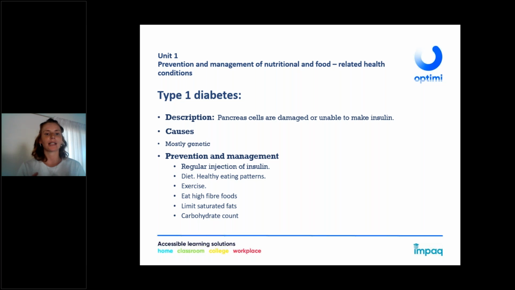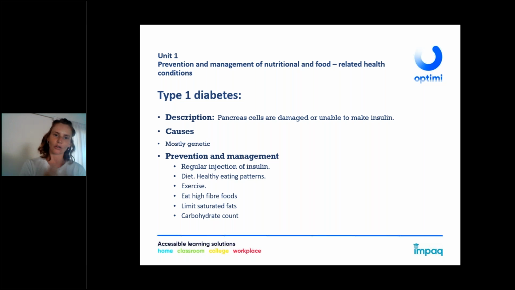And it's most likely the dangerous one because this one is where you actually need to get injections to manage it. And you need to go on a strict diet and eating patterns. You need to make sure you eat foods that are high in fiber, which release glucose at a slower rate. Also, you need to make sure that you limit your saturated fats, and you need to do a carbohydrate count. So type 1 is a very controlled type of diabetes because you have no insulin.